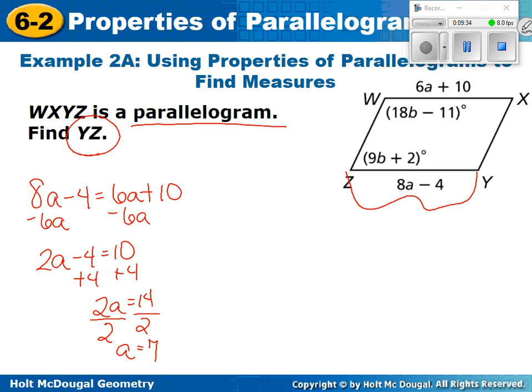No, watch your directions. We're going to plug it back in for YZ. Remember, do not put a line segment above it. 8 times 7 minus 4. What do we end up with there? 52.